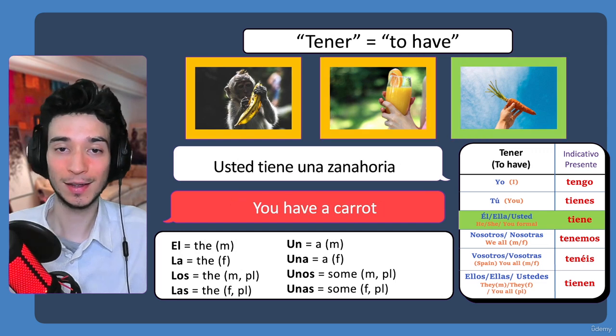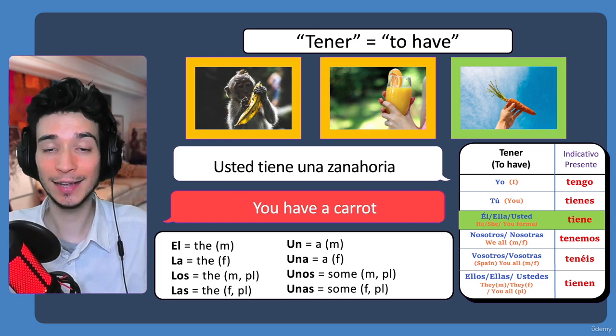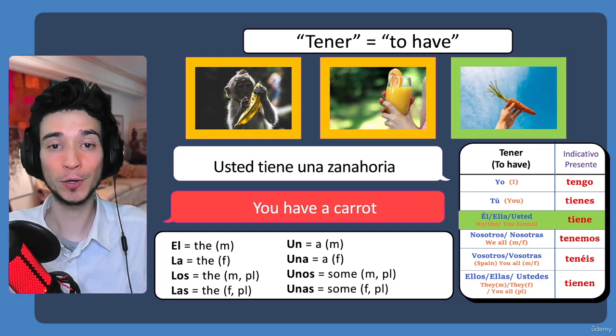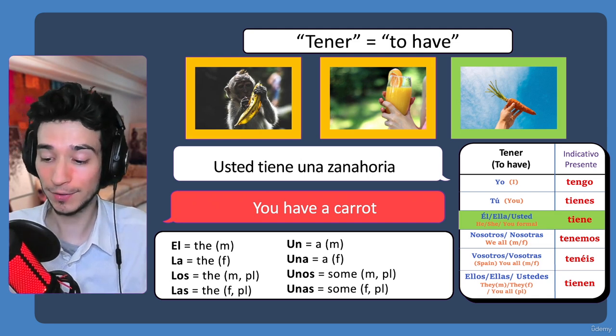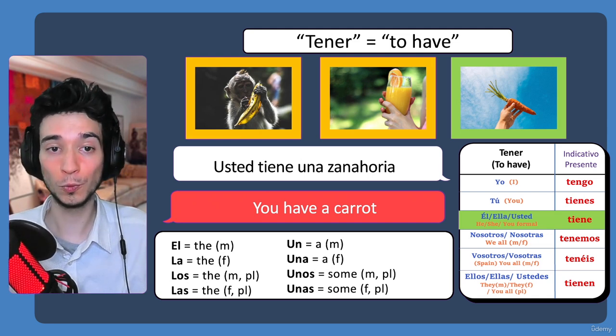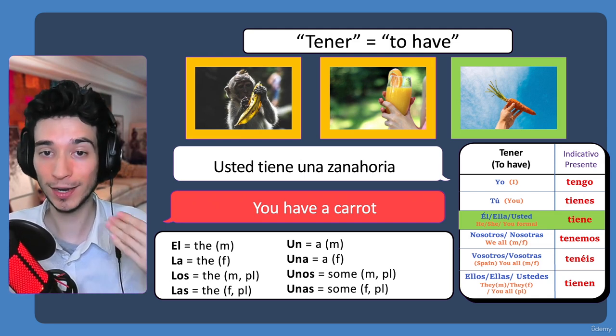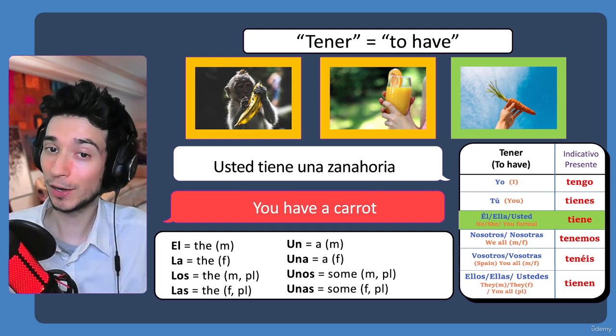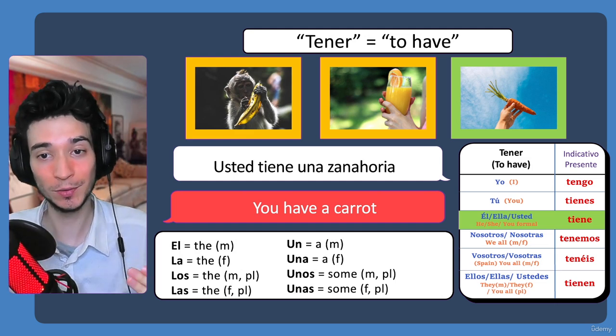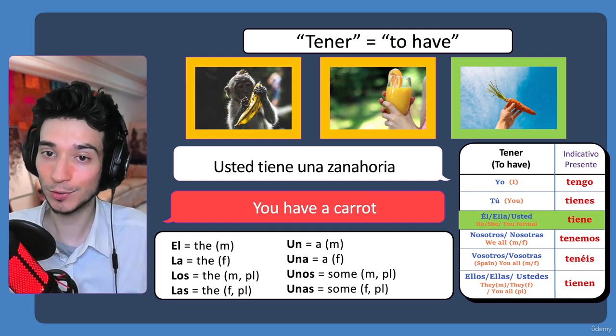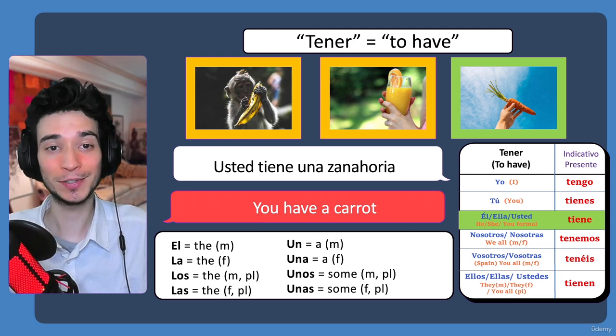And the next one. Usted tiene una zanahoria. You have a carrot. Zanahoria means carrot. Usted, you formal. Tiene, to have. You have a carrot.